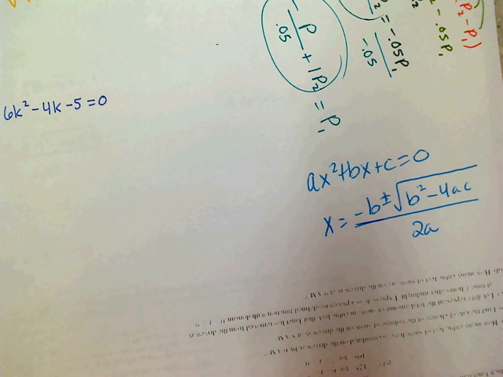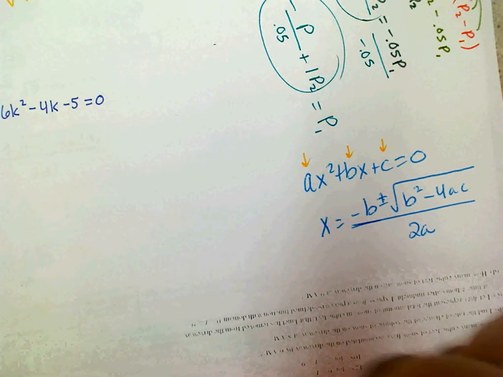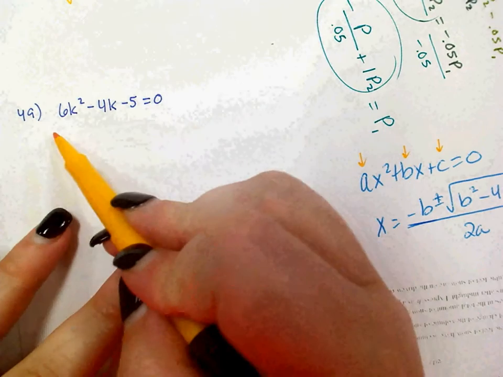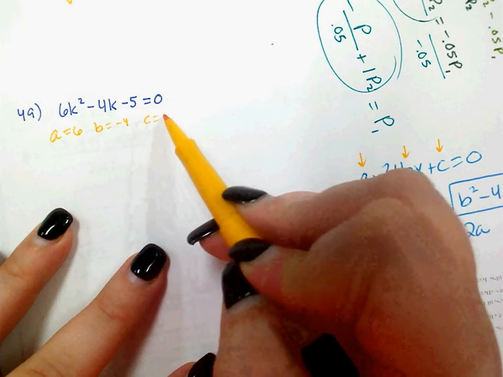Okay? Notice the a, b, and c do not involve the x's. They are the numbers in front of there, the coefficients. So a here is 6, b is negative 4, and c is negative 5.